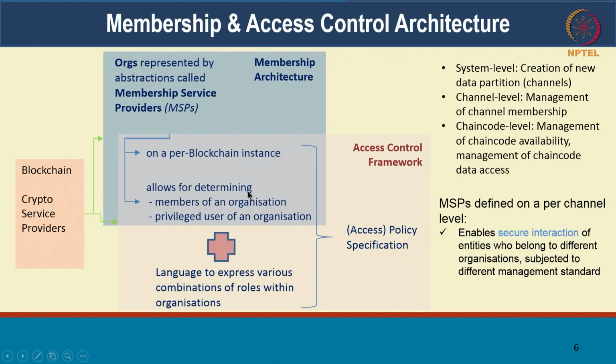So this allows for determining members of an organization who are the privileged users of an organization. Remember, only the privileged users can perform certain things like installing chain code and reconfiguring a channel and so on, right? And then there is an access control framework based on the identities that are provided. For instance, what I just mentioned about privileged users being able to perform certain functions is actually a form of access control.